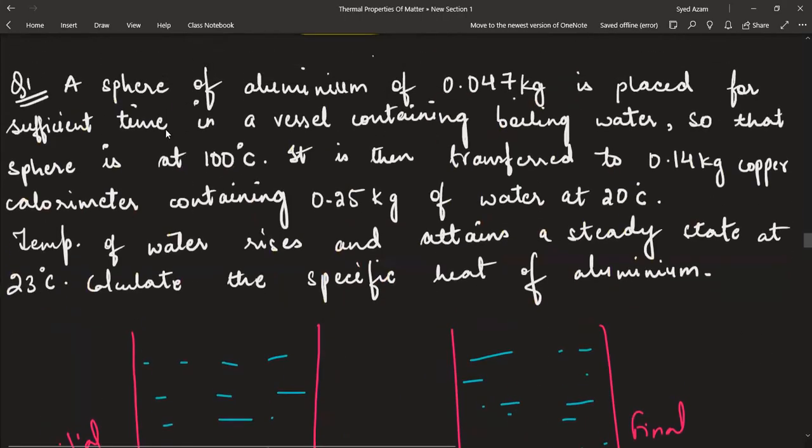Now there's a question. It says that a sphere of aluminium of 0.047 kg is placed for sufficient time in a vessel containing boiling water. So that sphere is at 100 degrees Celsius. It is then transferred to a 0.14 kg copper calorimeter containing 0.25 kg of water at 20 degrees Celsius. The temperature of water rises and attains a steady state at 23 degrees Celsius. You have to find the specific heat of aluminium.